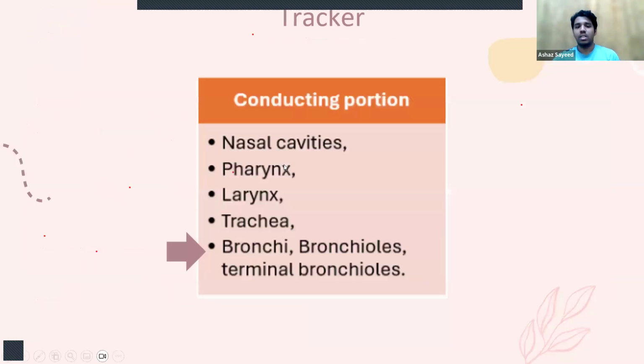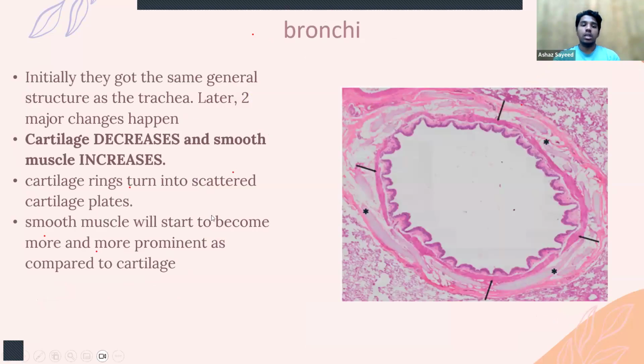Now we'll talk about the bronchi, bronchioles, and the terminal bronchioles. If you talk about the wall structure, it's similar to the trachea. Initially they have the same general structure as the trachea. Later, two major changes happen. The amount of cartilage decreases, and the amount of smooth muscle relatively increases. Because in the trachea you had 75% cartilage, and a bit of the trachealis muscle.